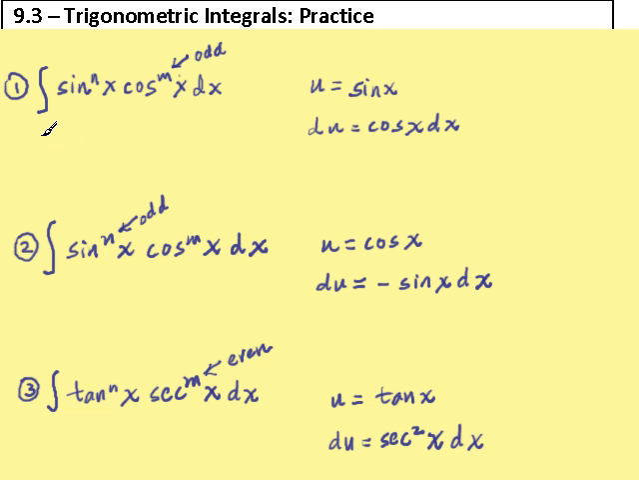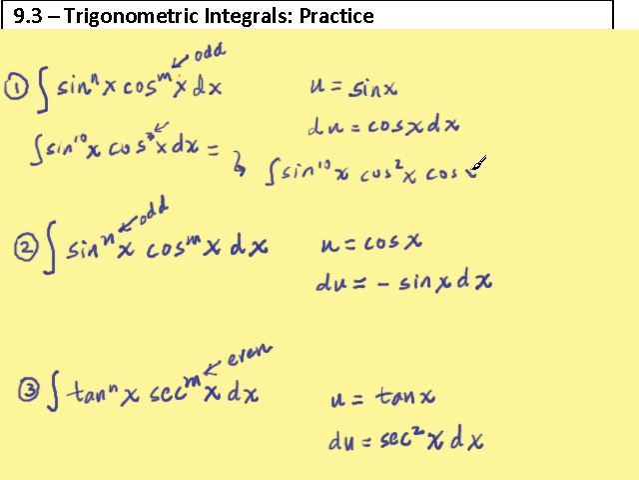Let's say we have sine to the 10x cos cubed x dx. Okay, so there we have our odd exponent, and then what we're going to do is put a cosine x next to the dx. And now we'll change cos squared x to 1 minus sine squared x. So we're in the situation where we have an expression with only sine: sine to the 10th times 1 minus sine squared.